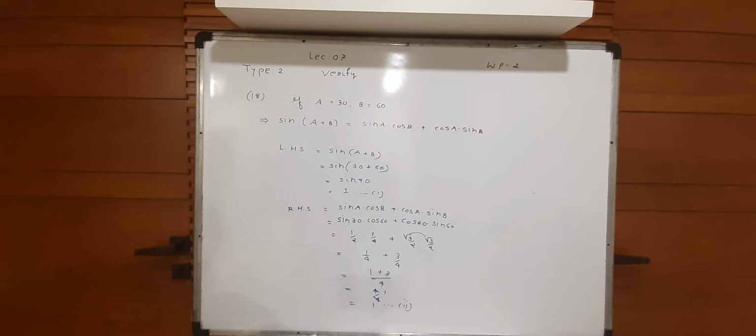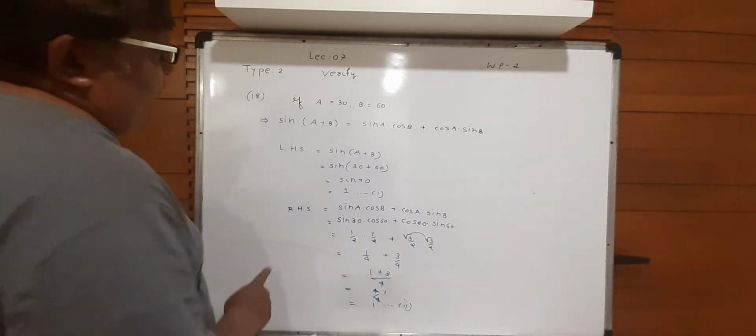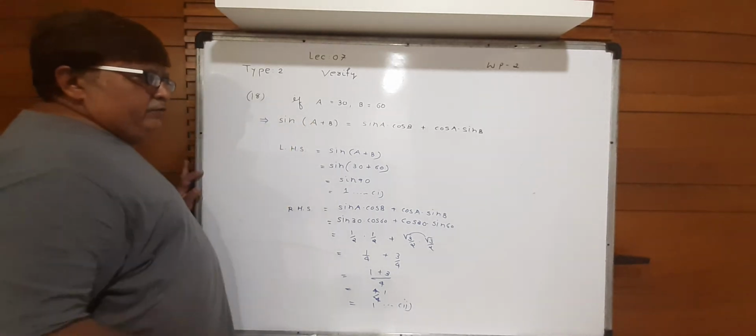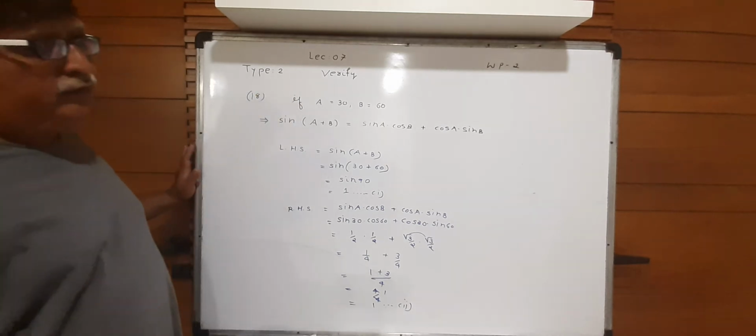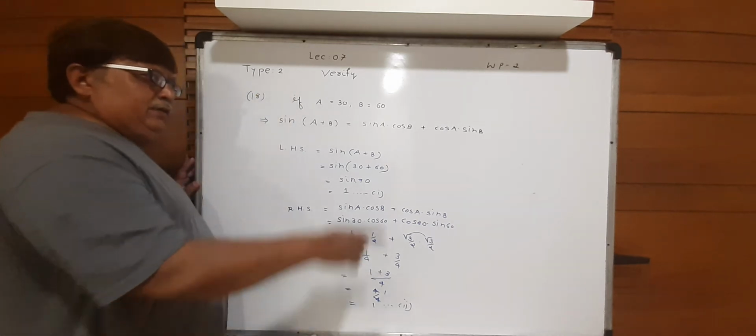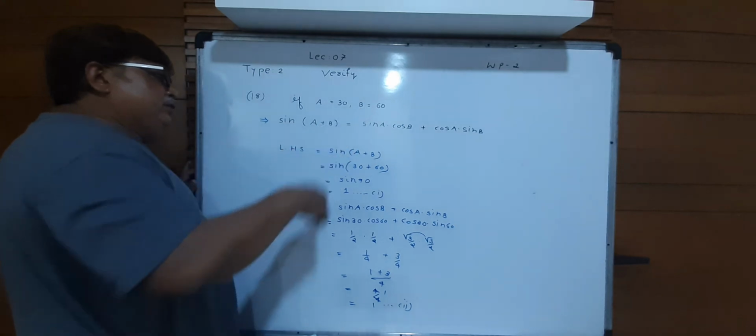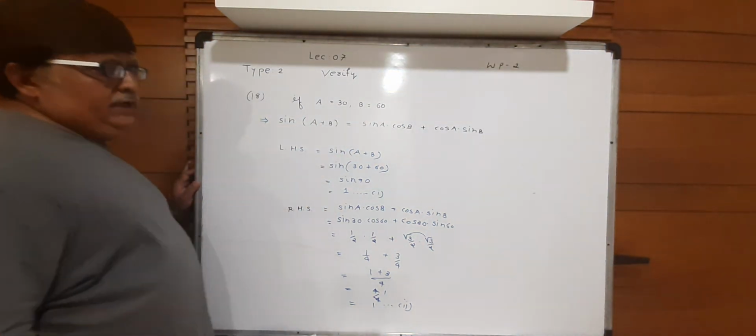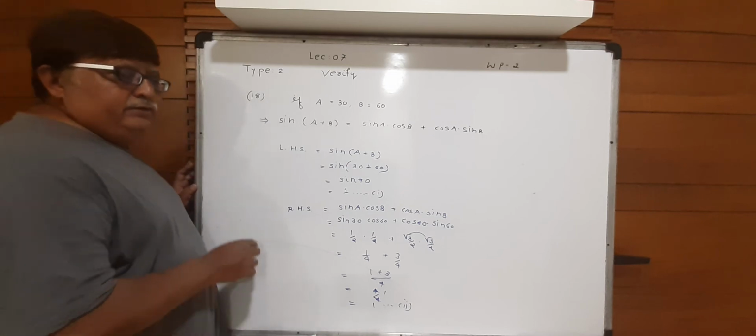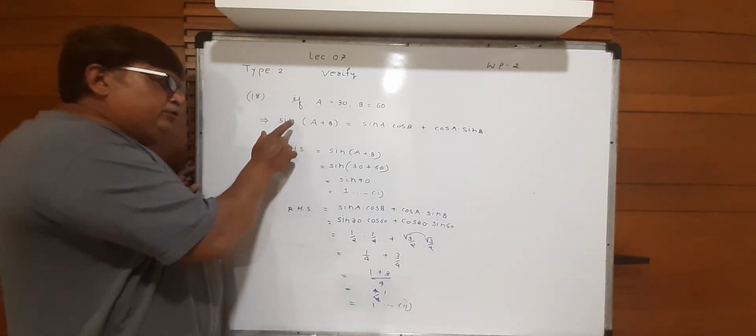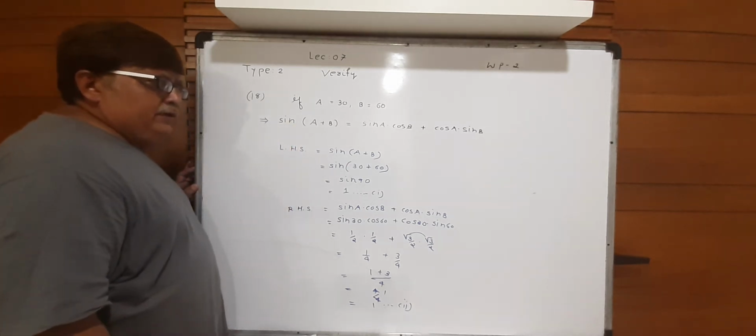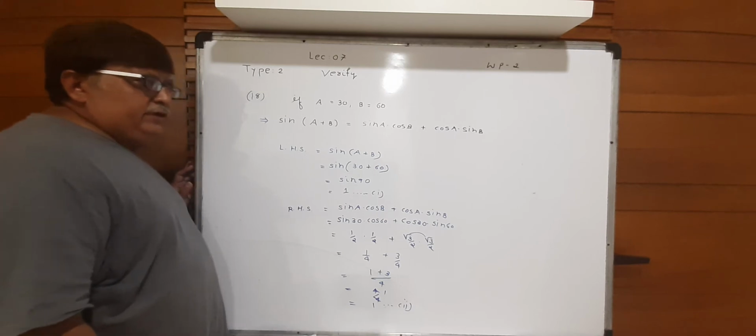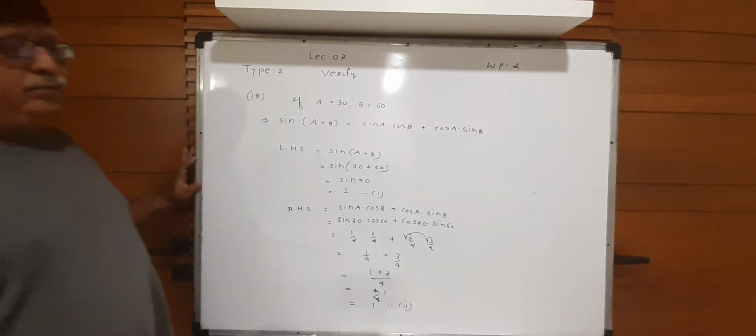This particular identity which you have proved stands correct for all values of A and B. If you take A 20, B 70, which is still not a part, but if you apply here, you will get the same answer. So this particular identity appears correct for any values of A and B.